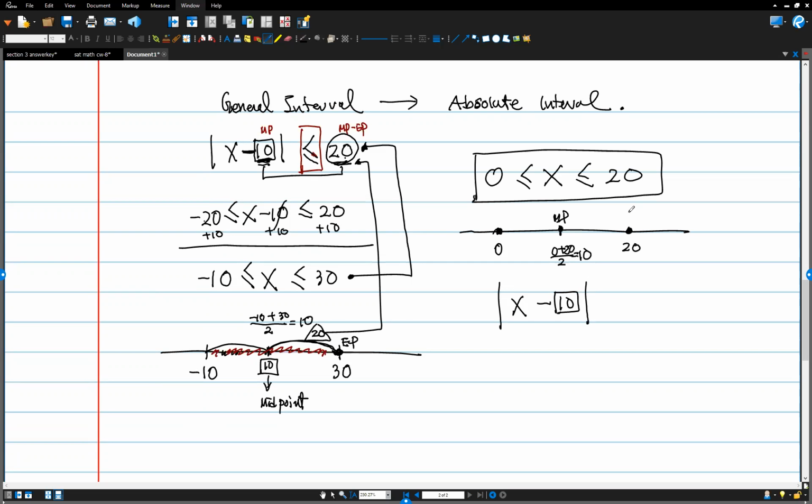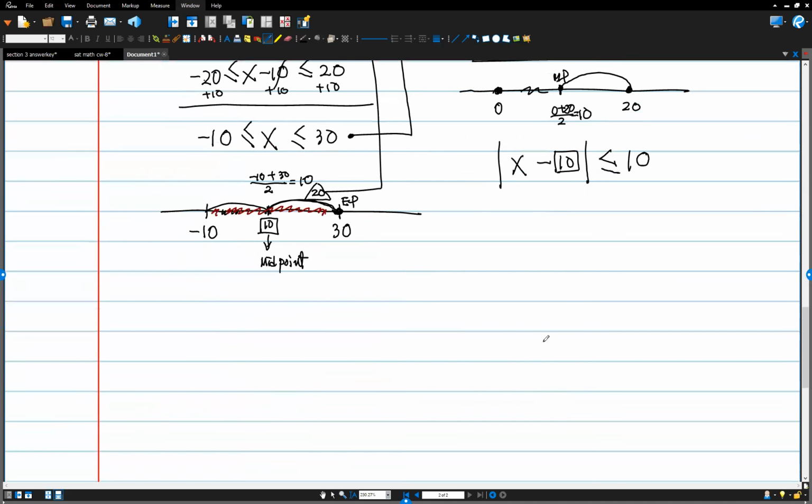Now, on the right side, the distance from the midpoint to the endpoint: 20 minus 10 is 10, isn't it? That is the distance from the midpoint to the endpoint. Where's the solution? Inside, so with a less than, but including this point, equal again, right? That is the absolute interval.